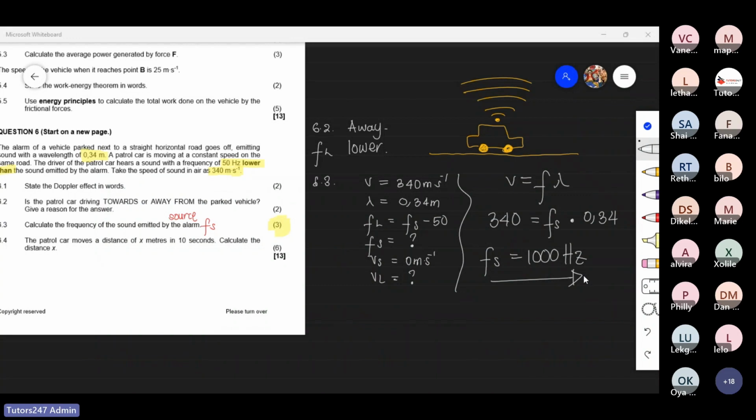If it's 50 hertz higher, then it means you add. Yes, Sandy, if it's 50 hertz higher, that means you plus. If it's 50 hertz lower, that means you'll decrease, you'll subtract, okay?